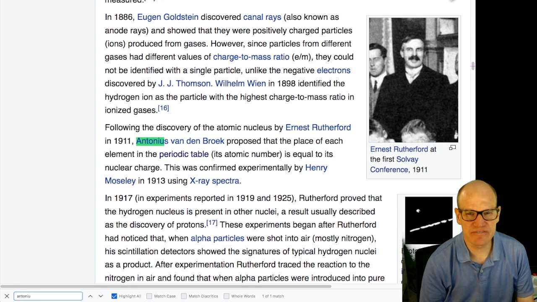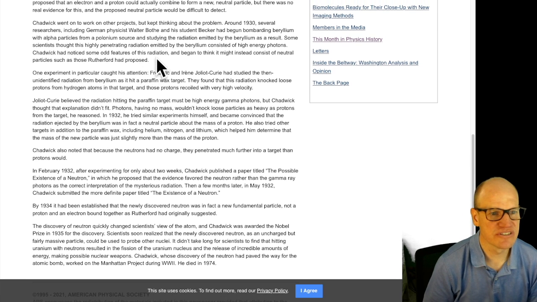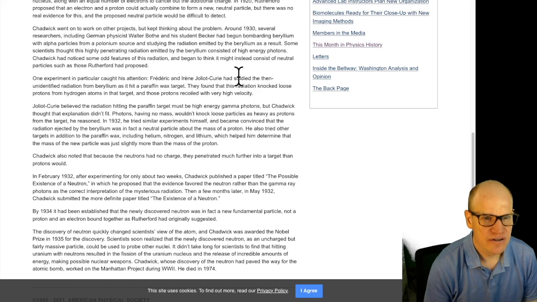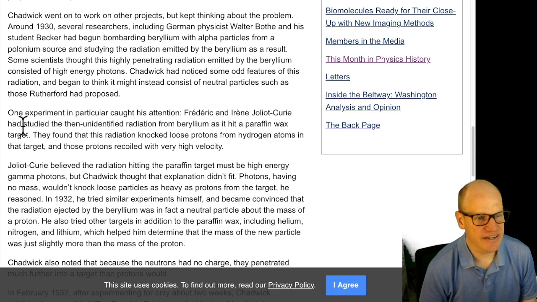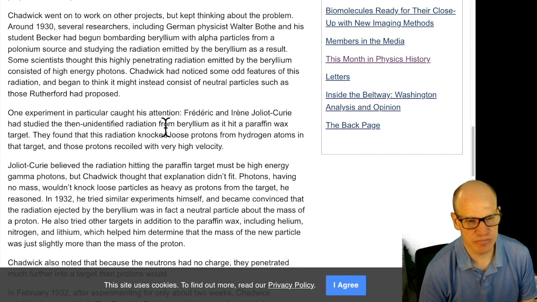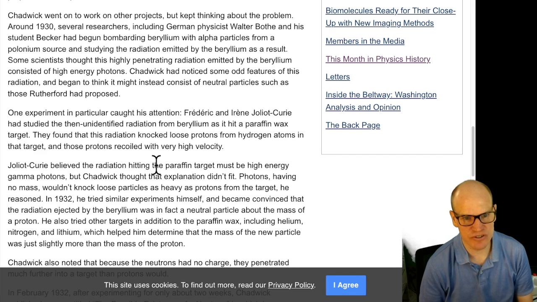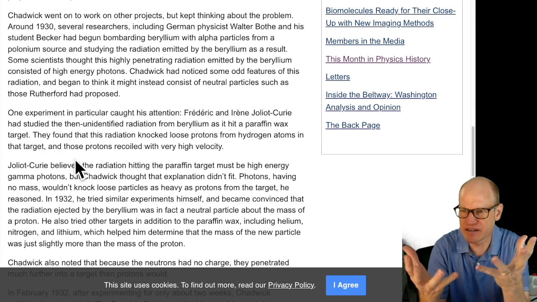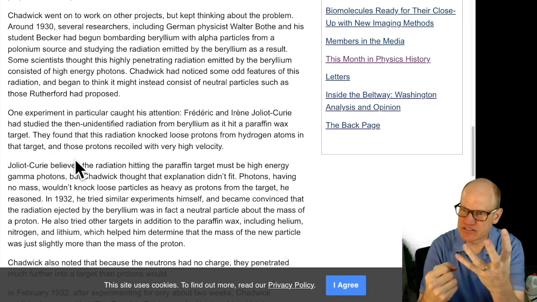Okay, so what did this have to do with the paraffin wax? One experiment in particular caught his attention: Frederic and Irene Joliot-Curie had studied the then unidentified radiation from beryllium as it hit a paraffin wax target. They found that this radiation knocked loose protons from hydrogen atoms in that target. So wax has a lot of hydrocarbons, right? Wax is made out of hydrogen and carbon. It's like oil, and so it has a lot of hydrogen atoms and a lot of carbon atoms in it.